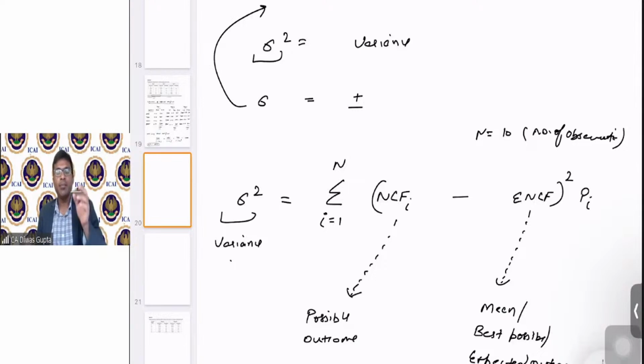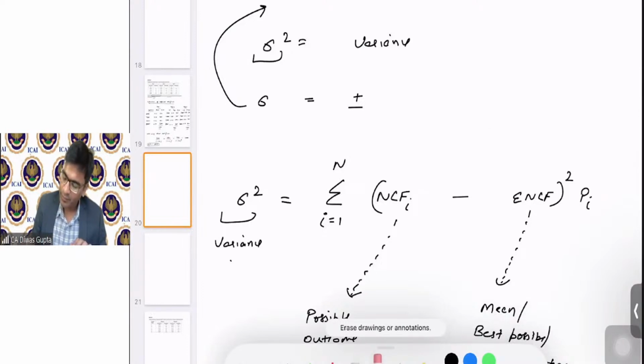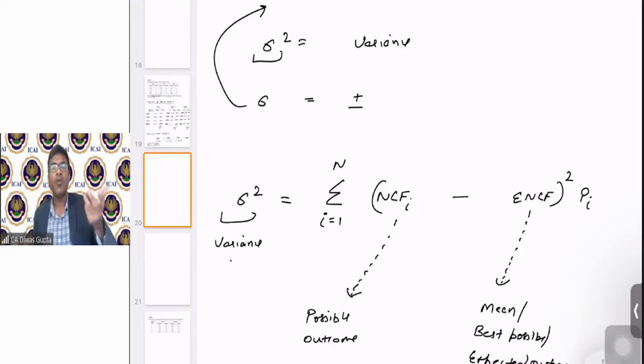Then for the first item, you will take the possible outcome, subtract the mean, square it, and multiply with the probability. Then for the second observation, you will perform the same step. Third, same. Fourth, same. Like that up to the 10th, you will take the same and then take the summation. That is why it is denoted like this. And n can be the number of observations in that series that we are talking about.